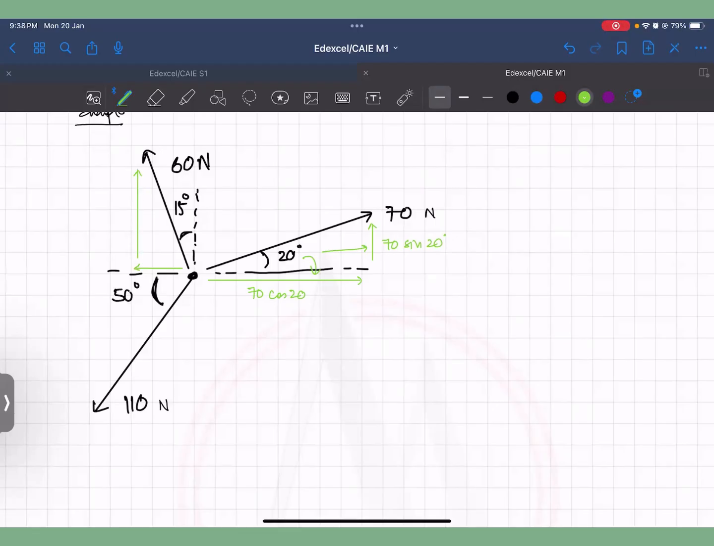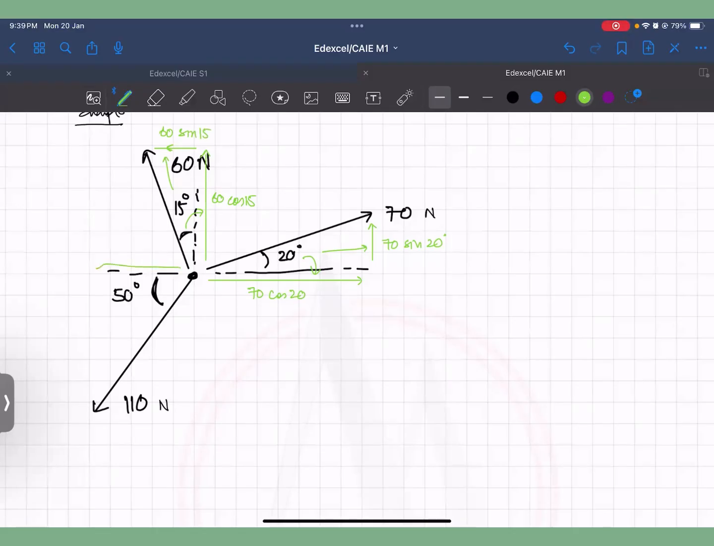This one, you can break it down like this as well, in the other direction over here. Sorry, like this. This is the vertical one, and this would be the horizontal one. Look at my arrows which I'm drawing. This is again with the angle. So this would be 60 cos 15, and this component is opposite to the angle. So this would be 60 sine 15.